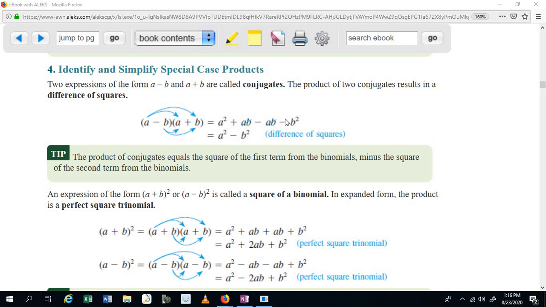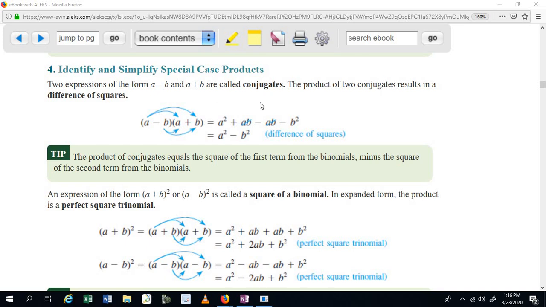Hello again. In this video, we're going to go over section R4, Objective 4, which is about simplifying special case products. In the last video, we talked about how to multiply a binomial by a binomial using the FOIL method. And so in this video, we're going to look at special cases that can occur under the FOIL method.